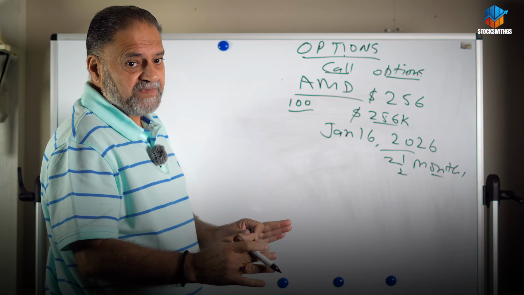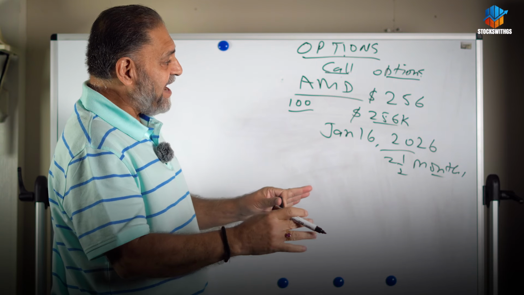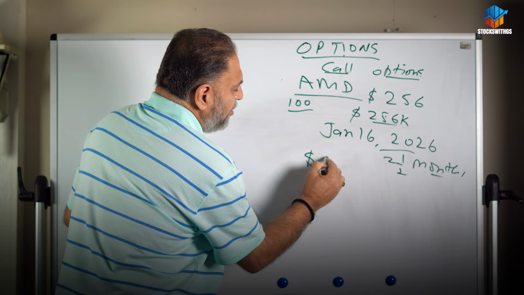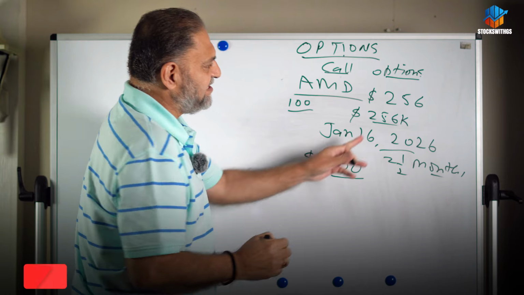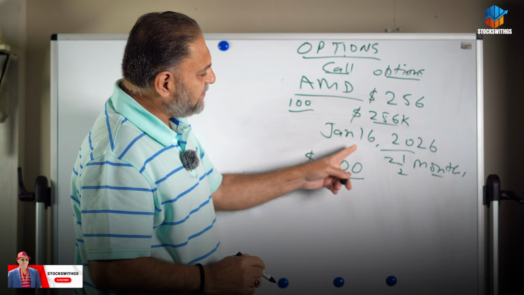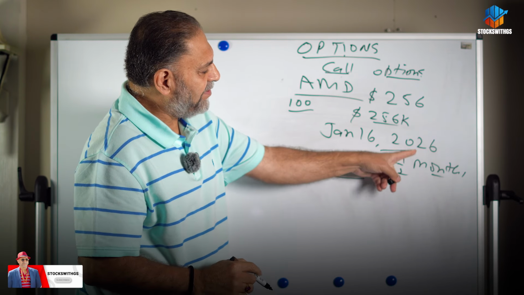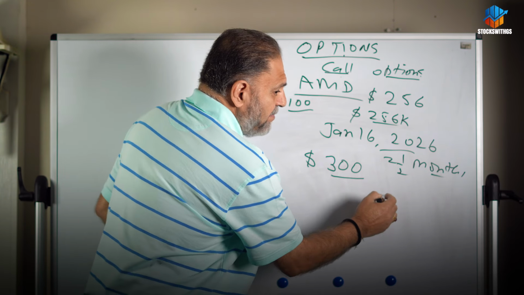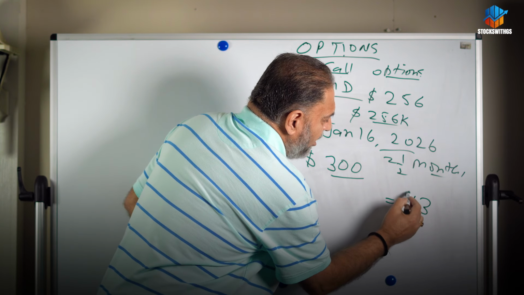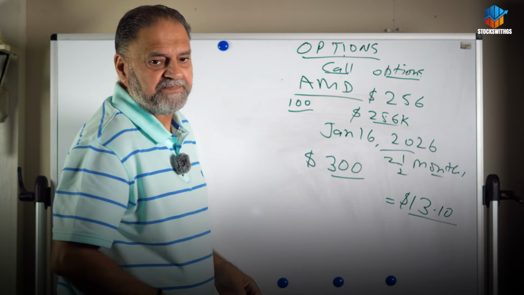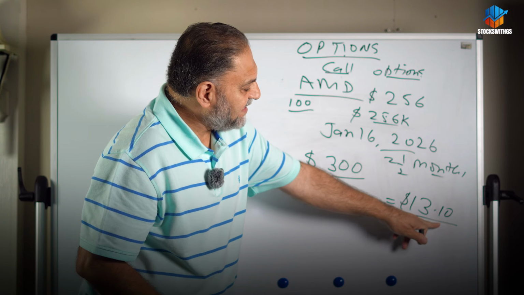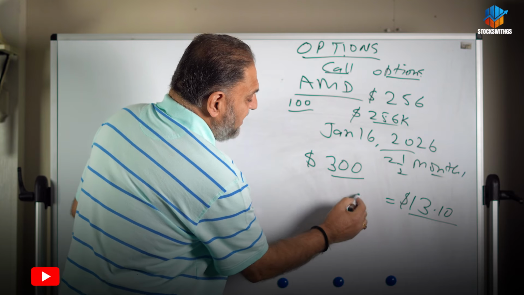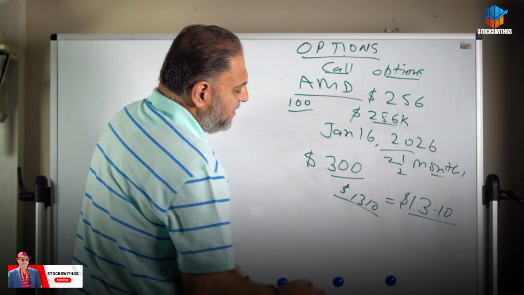What you can do is you can sell a call for this stock with a strike price of $300 because you are comfortable selling this stock for $300. And the date of expiration is January 16, 2026. Right? So they pay you a premium of $13.10. This is the real premium today. They pay you $13.10 upfront. So you get $1,310 today as a premium.